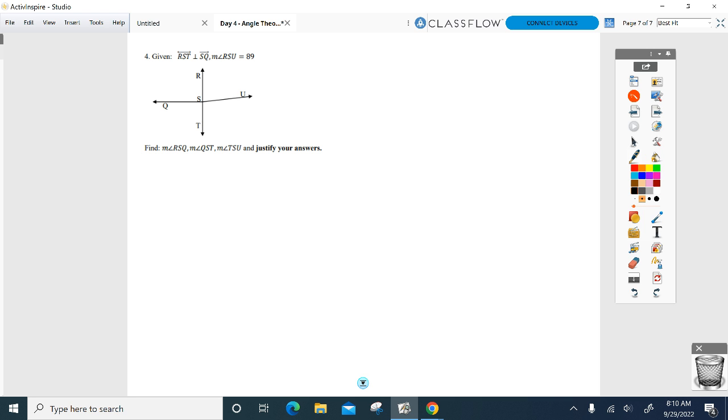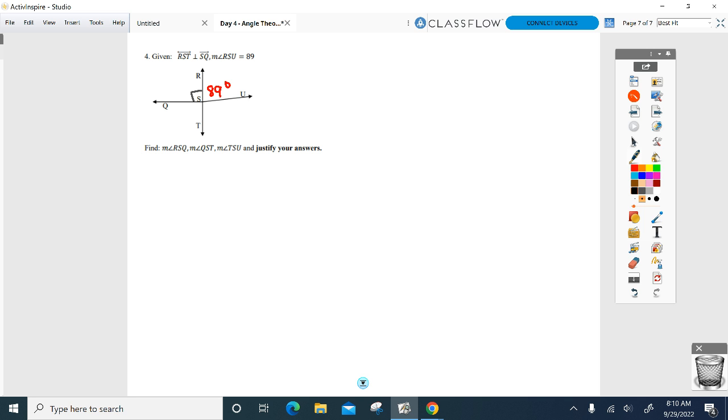Line RST is perpendicular to ray SQ, so we should be able to put a couple markings around RST and SQ. And then the measure of RSU, so everyone find angle RSU, that's 89 degrees. You got a right angle symbol on your diagram as well for the perpendicular. Hopefully I'm right here or right below QST as well.